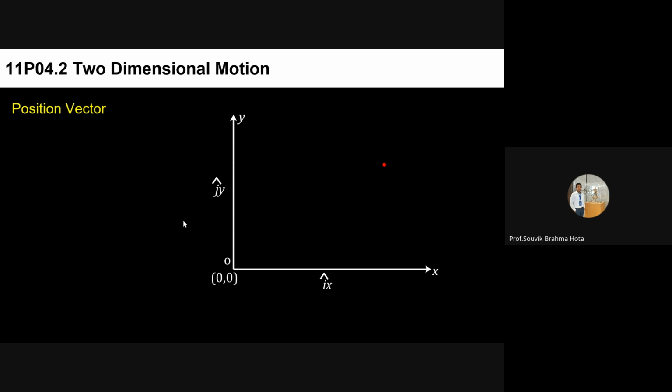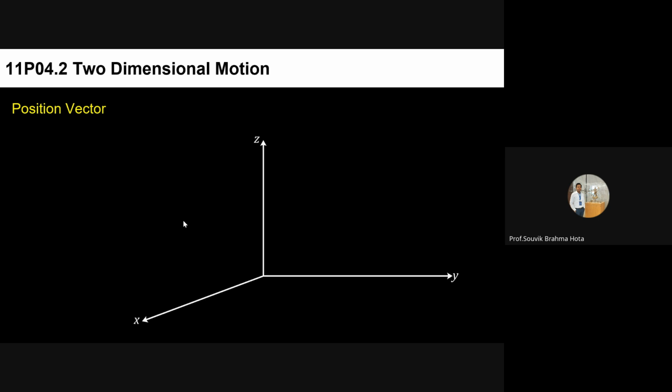Now suppose this red dot you can see on the screen is a position, a point, a coordinate. From that point to the origin we take a vector, that is basically the r vector, or the position vector, and it has a direction. What is the direction? It makes angle theta with the x-axis. Now we draw perpendiculars on the x-axis as well as the y-axis.